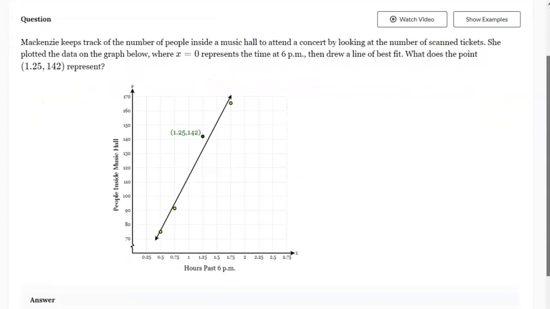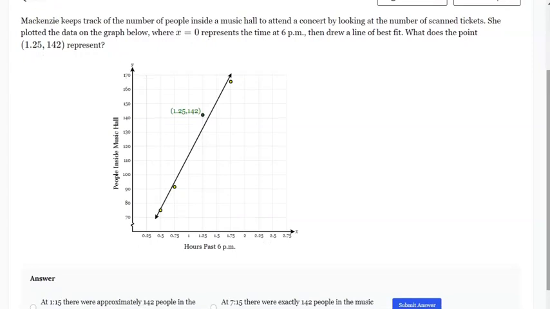Let's take a look at this question. Mackenzie keeps track of the number of people inside a music hall to attend a concert by looking at the number of scanned tickets. She plotted the data on the graph below, where x equals 0 represents 6 p.m., and then drew a line of best fit. What does the point 1.25, 142 represent? Well, again, this is the x and y values, and the x is the time after 6 p.m. And the y is the number of people.